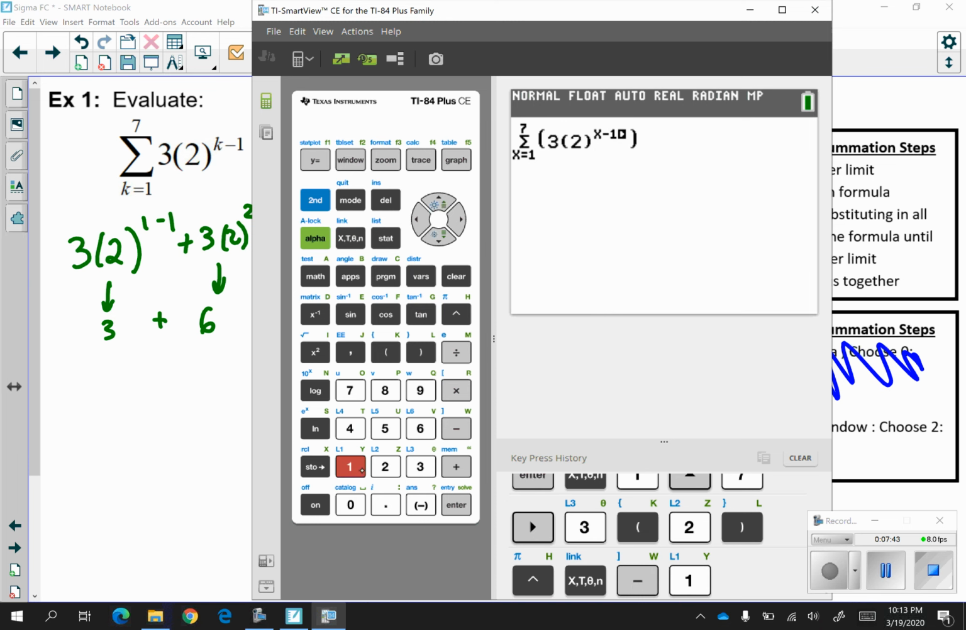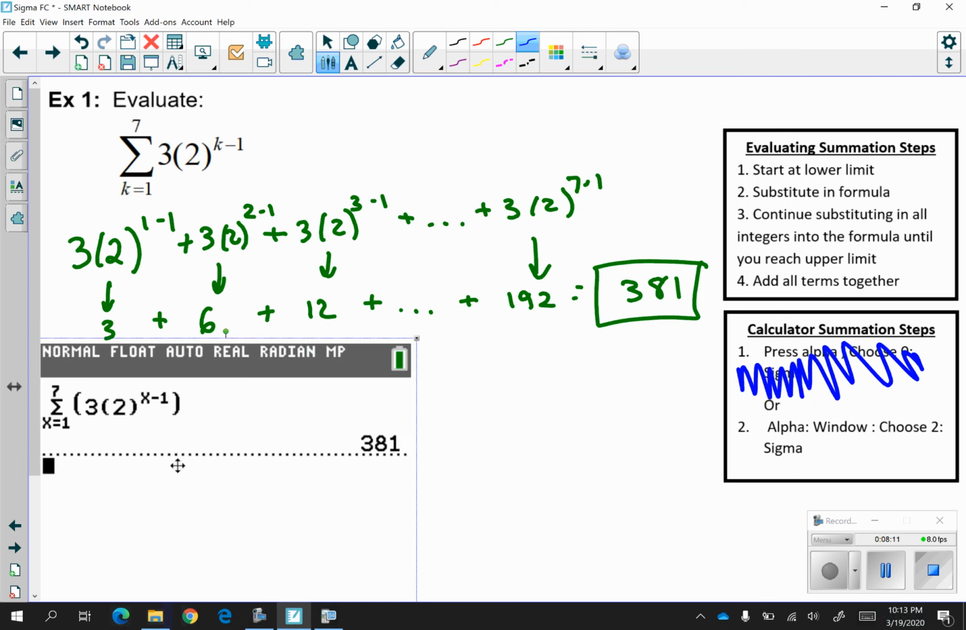So notice how I made the variable underneath sigma x. So I made my actual equation x over here too. In the actual question, we had a k and a k in the formula as well. You want to make sure your variables are the same and that you don't use an x with a k or an x with an n or whatever like that. Keep your variables matching. Anyway, just hit enter, you're all done, and the calculator will tell you that the answer is 381.